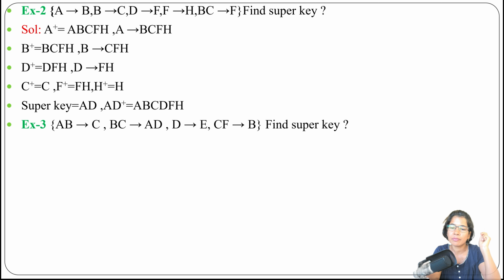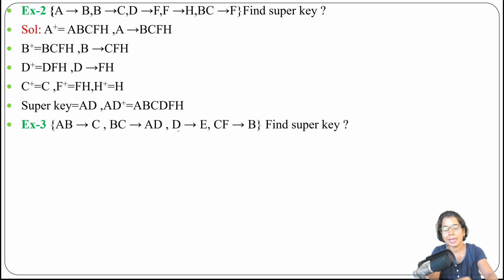Next example, some functional dependencies are given and it is asking to find the super key. Here also super key means you need to find the minimal super key. Now in the LHS, AB, BC, D, C, F. So except D, all are 2 attributes.